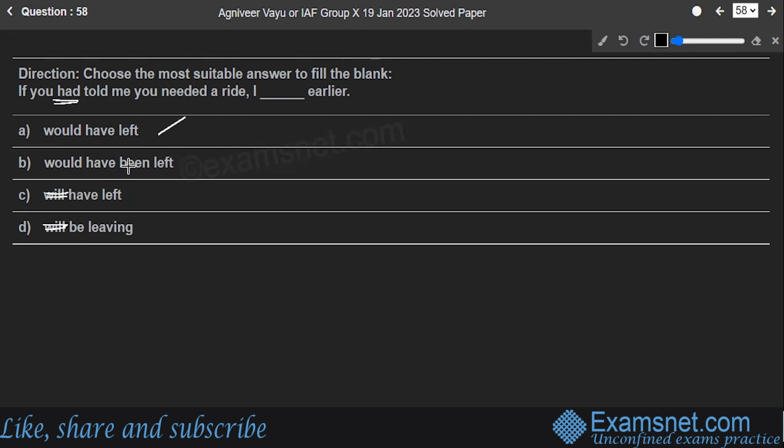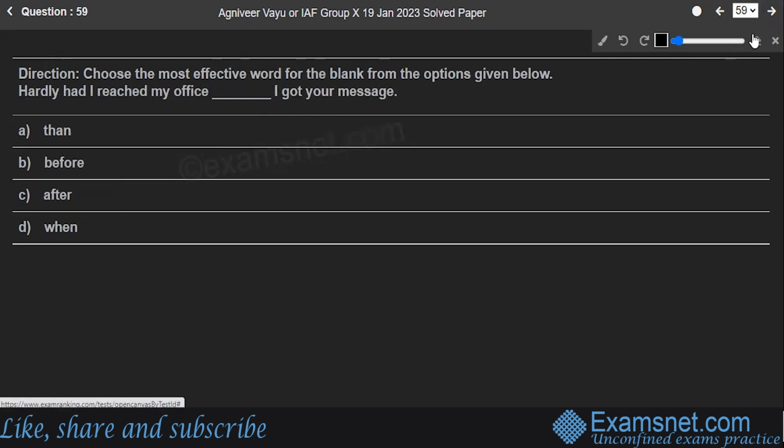Would have been left is not a correct statement to make. It will be, I would have left. So this will fill in the blank. If you had told me you needed a ride, I would have left earlier. That makes option A the correct answer. Right?